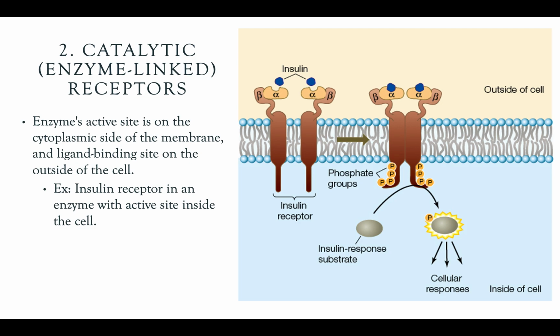Next up is catalytic or enzyme-linked receptors. This one's kind of ingenious in my opinion. I think this is kind of a cool strategy. This is where you have sort of a double-ended protein that's doing something on either side of the membrane here, which I guess they all are. But this one specifically has sort of a receptor action on the outside of the cell, and it's an enzyme with its active site on the inside. So it's kind of both, right?